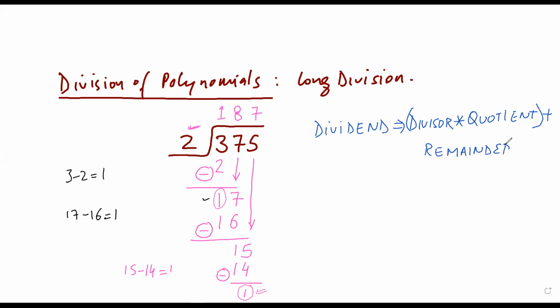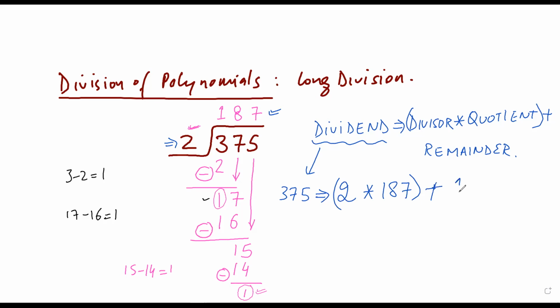Now let me check in this example also. So what is my dividend? 375. What is my divisor? It is 2. What is my quotient? My quotient is 187. And what is my remainder? My remainder is 1. Mr. Sarthak, any doubt here? No, sir. So if you calculate this, 7 twos are 14, 187 times 2 is 374, plus 1, so my division is correct. Any doubt here? No, sir.